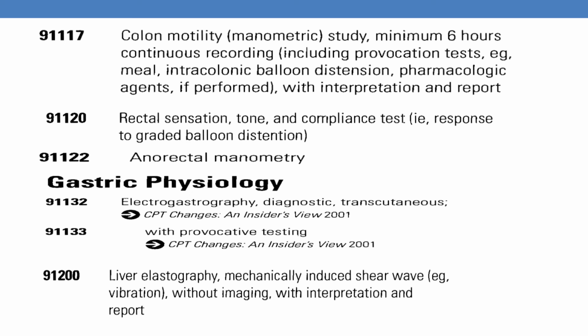And next is 91120. It is coded for rectal sensation, tone and compliance study. That is the response to graded balloon distension. The next is anorectal manometry. The code is 91122. Next, coming to CPTs related to gastric physiology. The first CPT is 91132. It is coded for electrogastrography, diagnostic, transcutaneous. And for electrogastrography with provocative testing, the code is 91133.